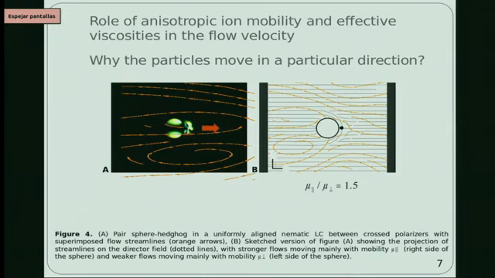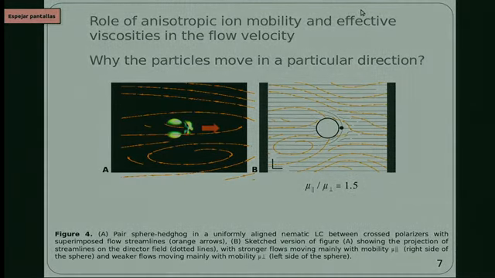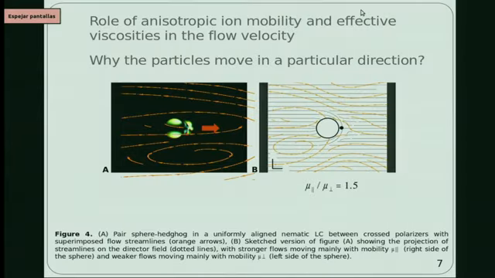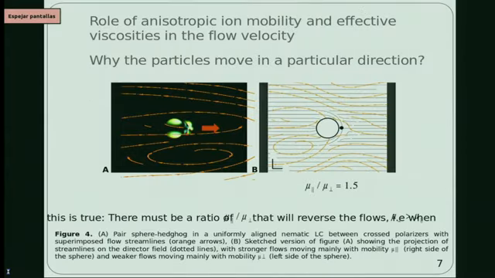That means that the ions in this direction move faster compared to this side of the sphere, and so this breaks the balance of the flows, and that's why the particle moves in this particular direction. So if this sketch is true, then there must be a ratio of mu parallel and mu perpendicular that can reverse the flow. That is, when mu perpendicular is larger than mu parallel.